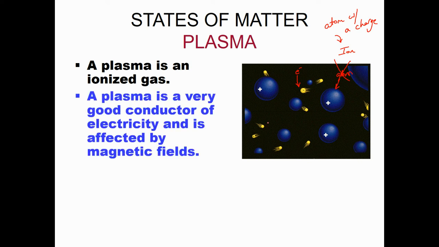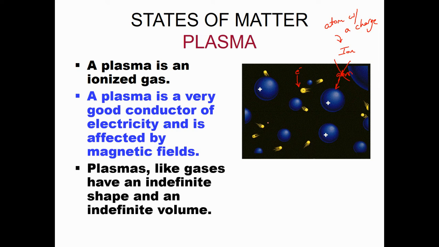And so plasmas are really good conductors of electricity. And because they're charged, they're affected by magnetic fields. So they're very similar to gases, but they're not quite the same. Most gases are inert or at least not charged. So if I have a gas and a magnetic field, there's nothing to make the gas respond to that magnetic field. Because they're like gases, plasmas are also defined as having an indefinite shape and an indefinite volume. So very similar to a gas, it's just been ionized. This is the key there.